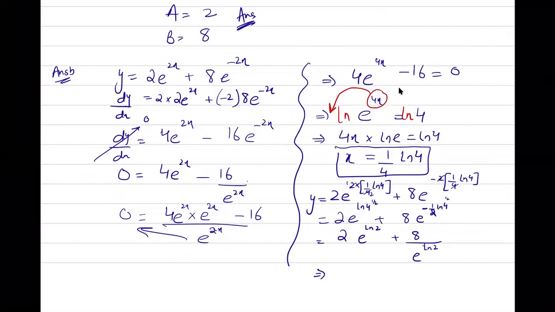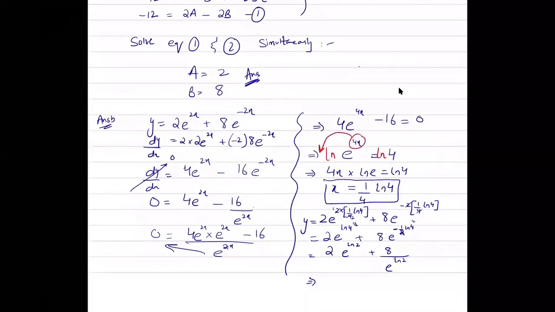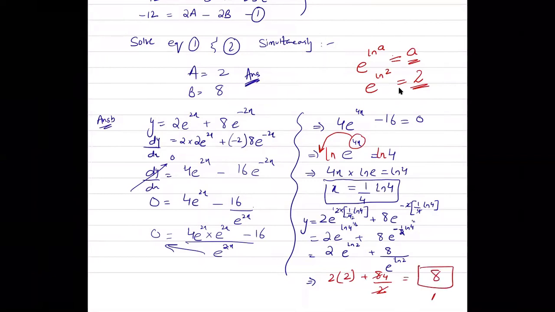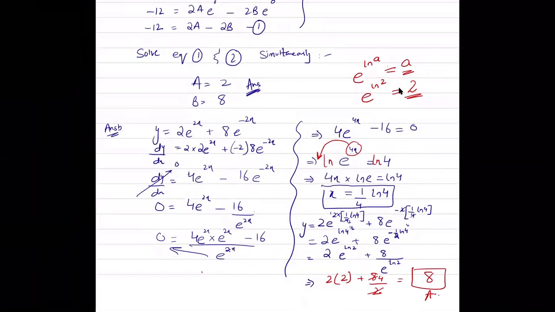Now, please remember one rule that e to the power of ln a is nothing but a. So if you have e to the power of ln 2, the answer is just going to be 2. So you can write e to the power of ln 2 as 2, and e to the power of ln 2 as 2 over here as well. So 4 plus 4, 8. This should be your final answer. So the turning point coordinates are 1 upon 4 ln 4 comma 8. These are the coordinates. Does that make sense?